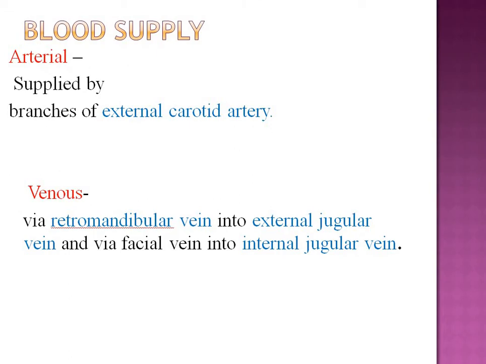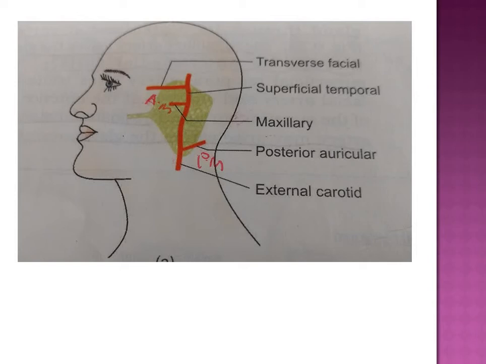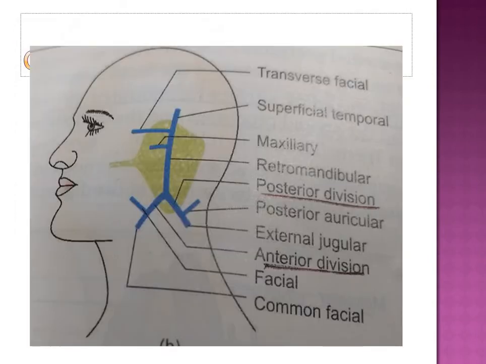Now comes the blood supply. The arterial supply is by branches of the external carotid artery, whereas the venous drainage is by the retromandibular vein into the external jugular vein, and via the facial vein into the internal jugular vein. So the main venous drainage is by the retromandibular vein into the external jugular, and the facial vein into the internal jugular.